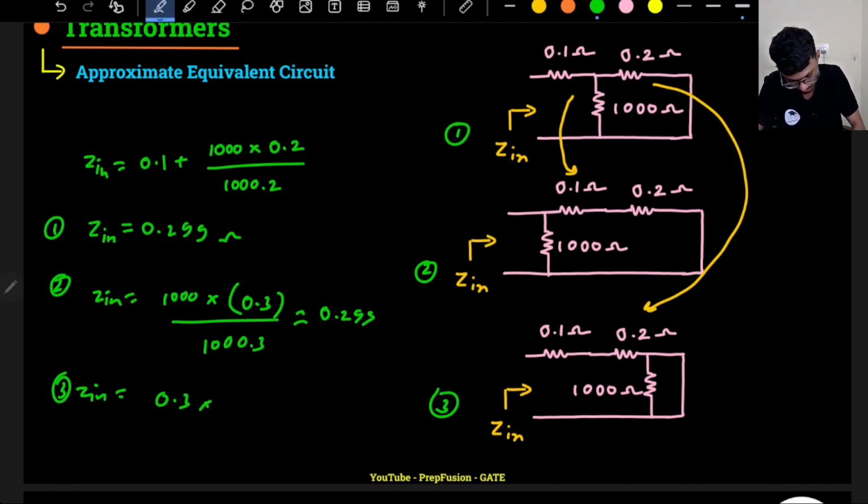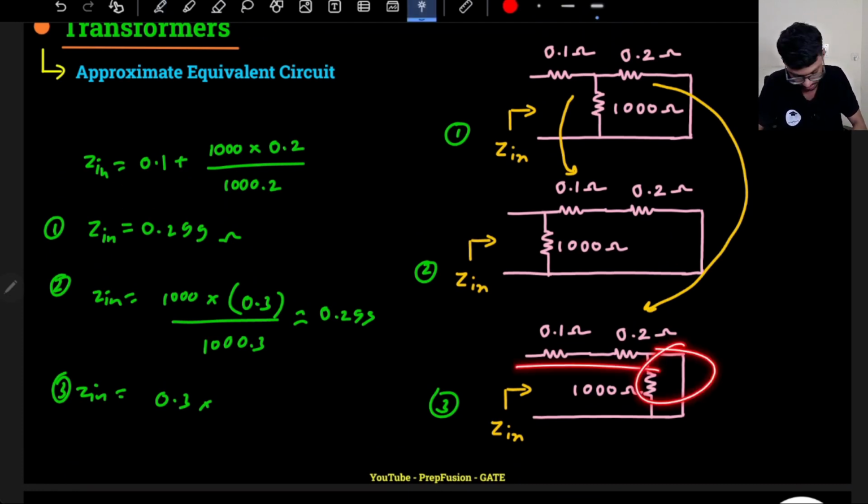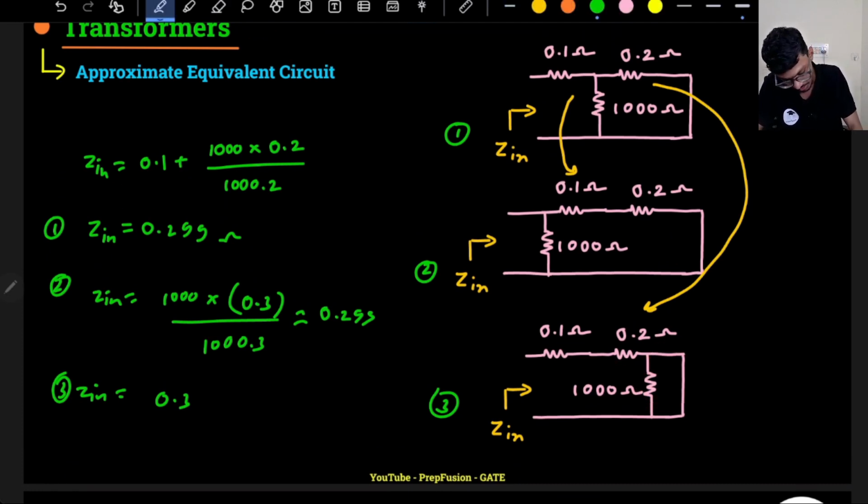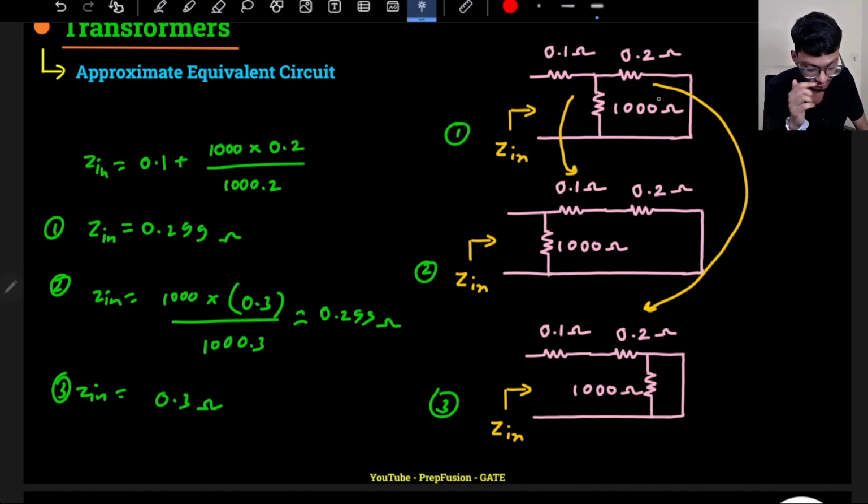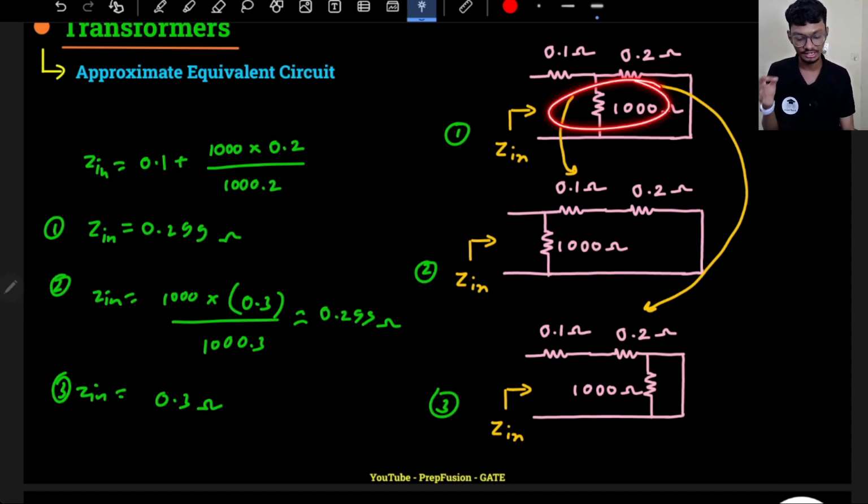So this will be simply 0.3 only, because this is shorted. So this will be 0.3 ohms only. So you are observing that there is very little difference. If I have an element that is very high resistance or impedance connected in parallel, it will not make much of a difference.